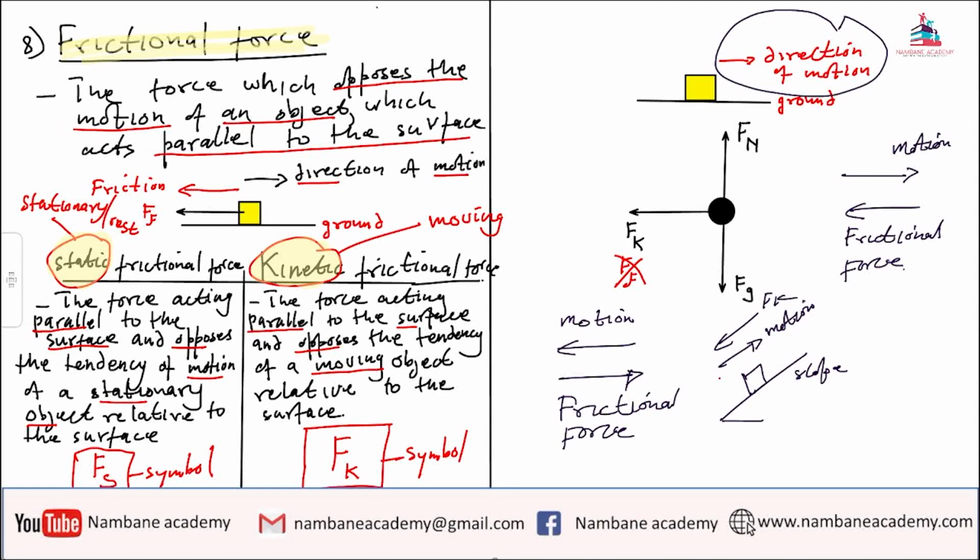Static friction: the force acting parallel to the surface and opposes the motion of a stationary object. So when the object is stationary, friction is there on the rough surface. But that friction, we call it static friction. Why? Because the object is not moving. Kinetic frictional force: the force acting parallel to the surface and opposes the tendency of a moving object. So the object must be moving.